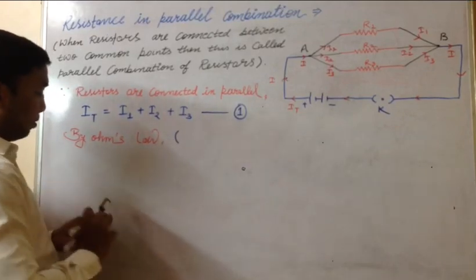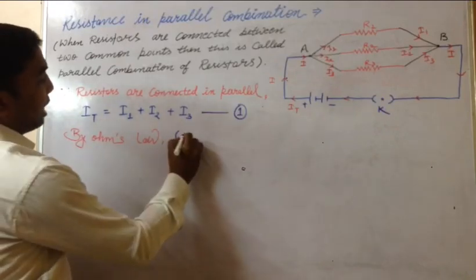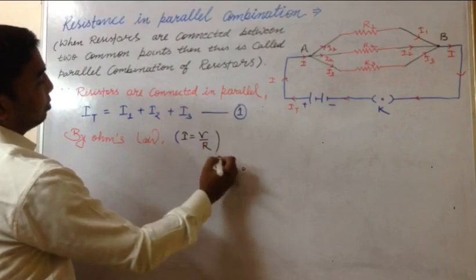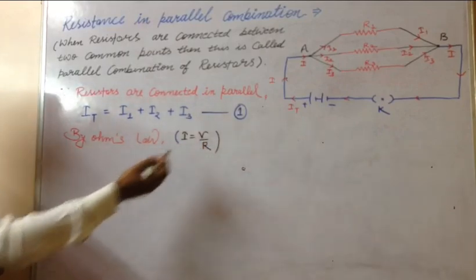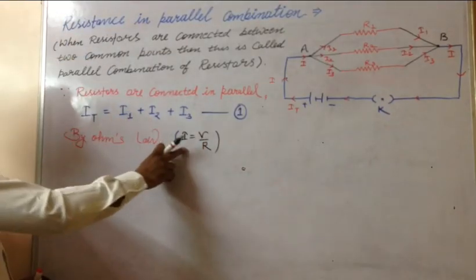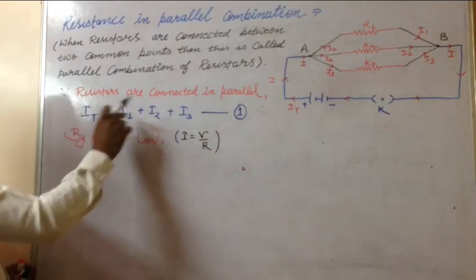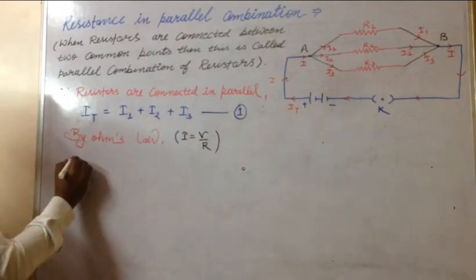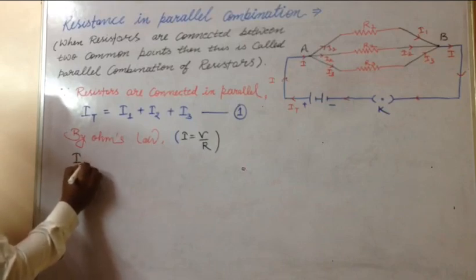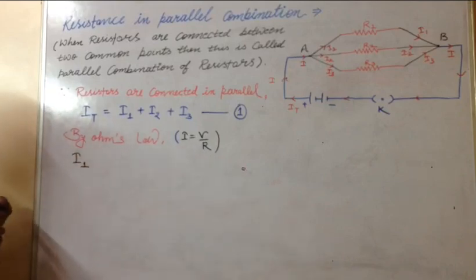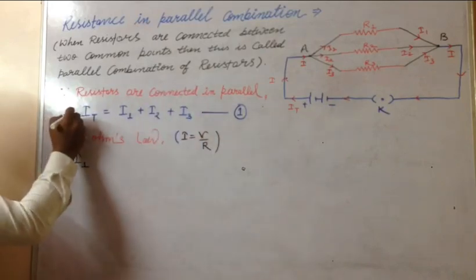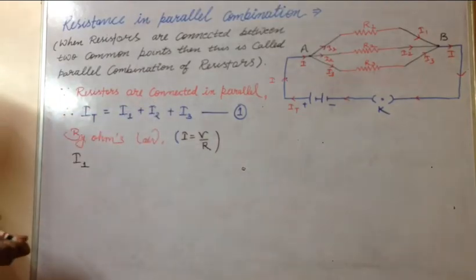I equal to V upon R. This is also Ohm's law. In series combination we were looking for V, but here we want I. So by Ohm's law, what can we write? Here we can write I1 equal to... here one thing I forgot to write. Since resistors are connected in parallel, therefore IT equal to this. This we should write here.